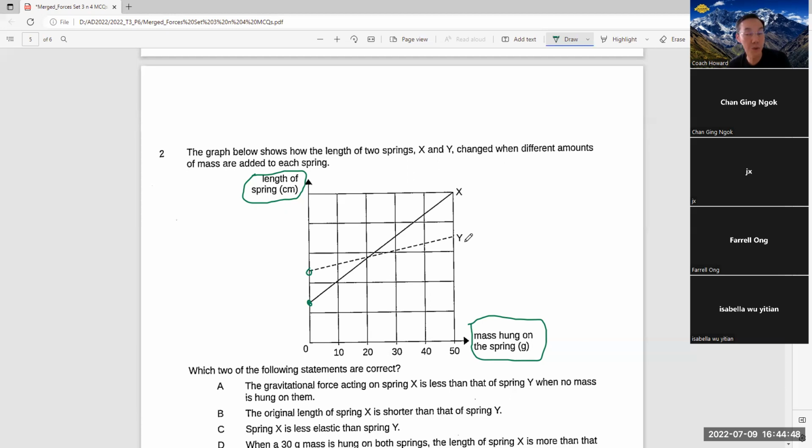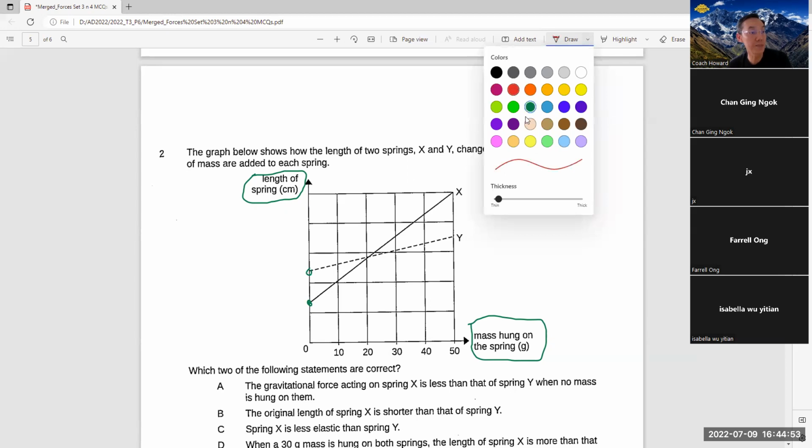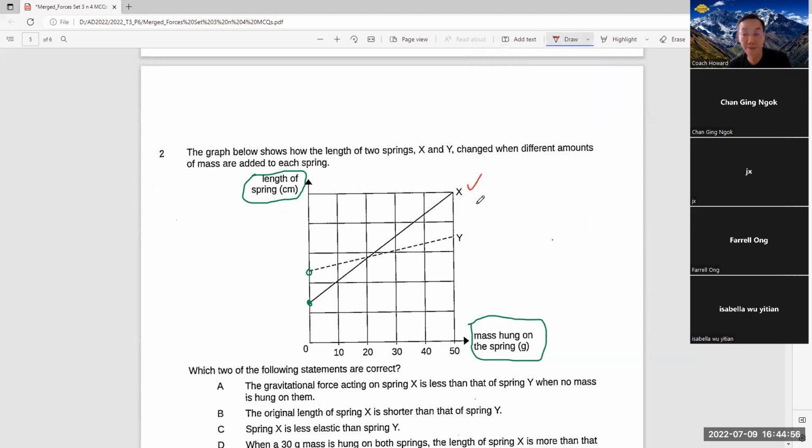Second thing, I told my students who have attended my lesson before, you notice spring X, right? If you study mathematics, it is steeper, right? Steeper means the spring is more elastic. More elastic means for the same mass, spring X will extend more than spring Y. This is one trick. If you compare two springs, you see the gradient, the slope. The steeper gradient means that the spring is more elastic, meaning that for the same mass, it will extend more.